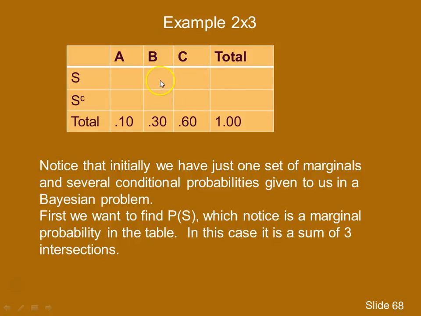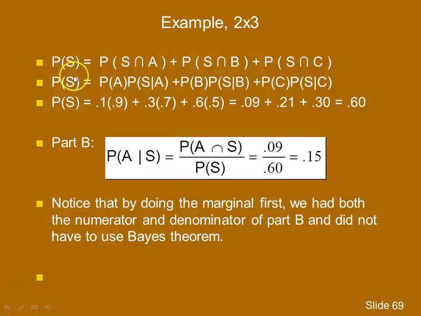Notice that that's the sum of three intersections: S intersect A, S intersect B, and S intersect C. So I'm going to write this as the sum of three intersections. The probability of S is equal to S intersect A, B, and C across the top. Apply the rule of intersections to each of those three parts, and you'll get what's on the second line. P(S) is equal to P(A) times P(S given A), plus P(B) times P(S given B), plus P(C) times P(S given C).